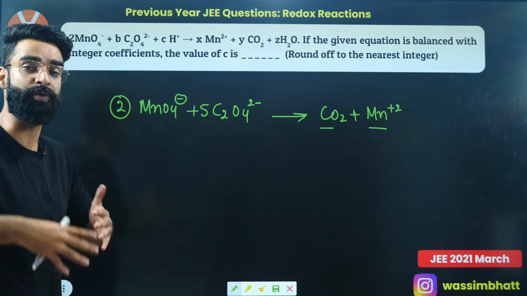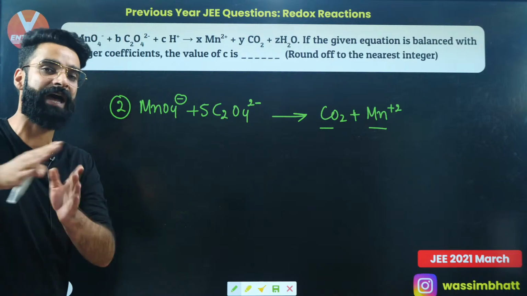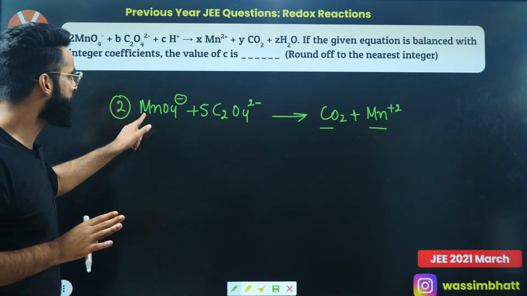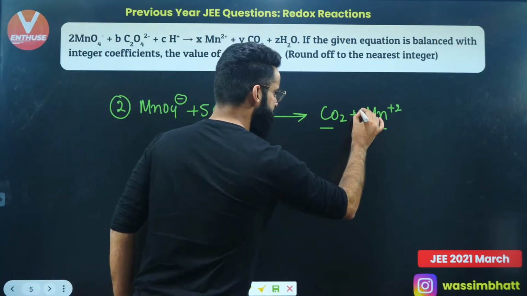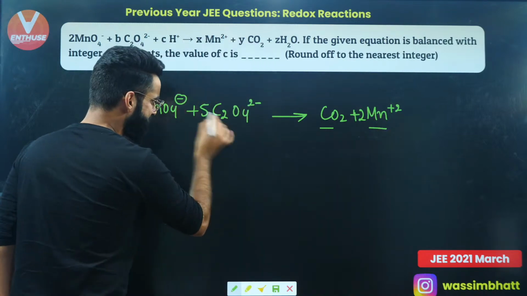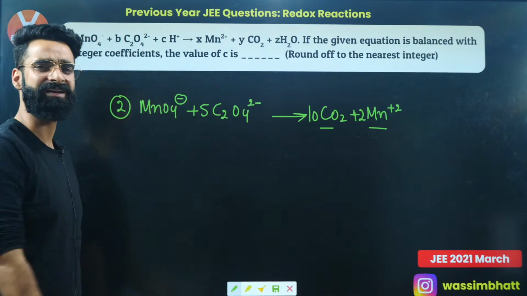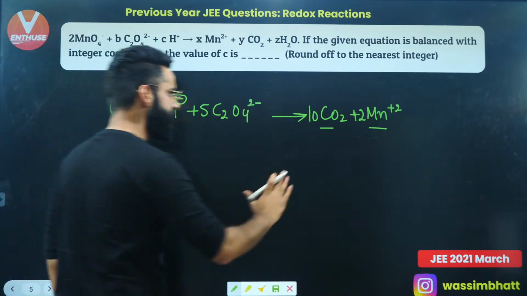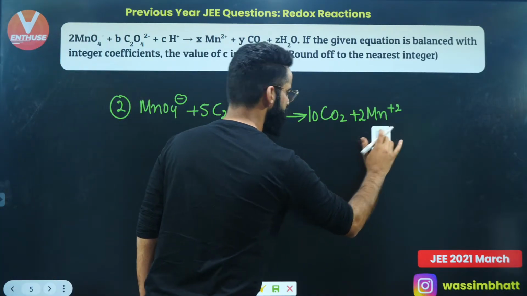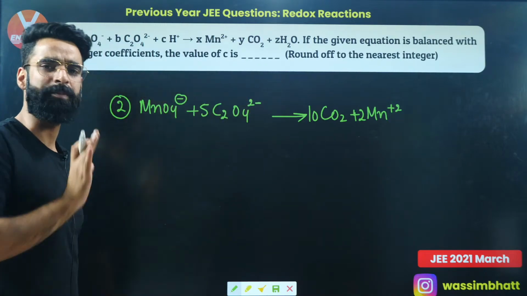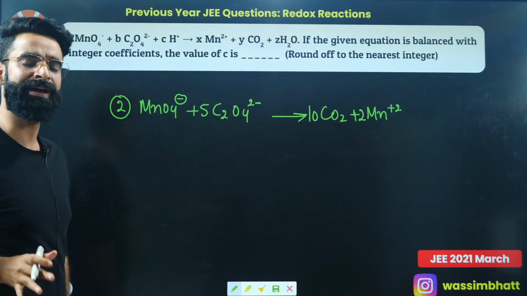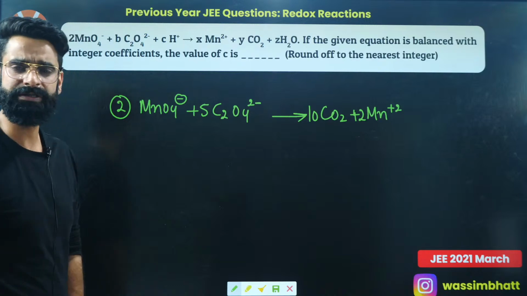The next step is to balance all the atoms except hydrogen and oxygen. We have got 2 manganese on this side, so this should be 2 times. We have got 10 carbons on this side, so this should be 10 times. We have balanced all the atoms except hydrogen and oxygen. Now, in acidic medium, we are going to balance the oxygen first. And how do we balance oxygen? By adding water molecules.